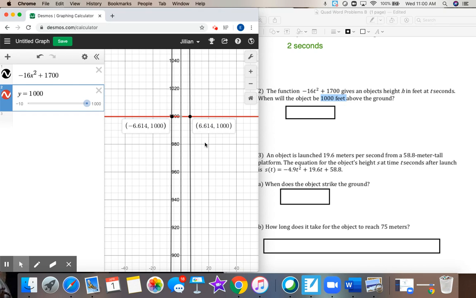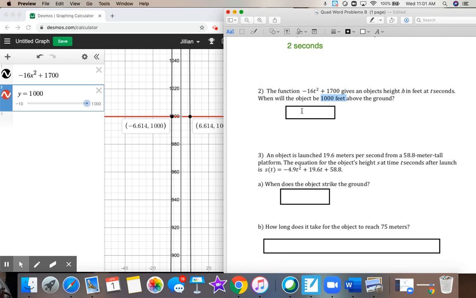Okay, so it makes that red line for us, which is really nice because it's easy to see. We have a black parabola and a red line. Super easy to see. So again, we have two values where y is 1,000. This one is negative, and this one is positive. Since we can't have a negative amount of time, we have to use the positive number. So about 6.61 seconds. However you guys want to round, that's fine, as long as you do it correctly. So about 6.6 seconds, the object will be 1,000 feet off the ground.